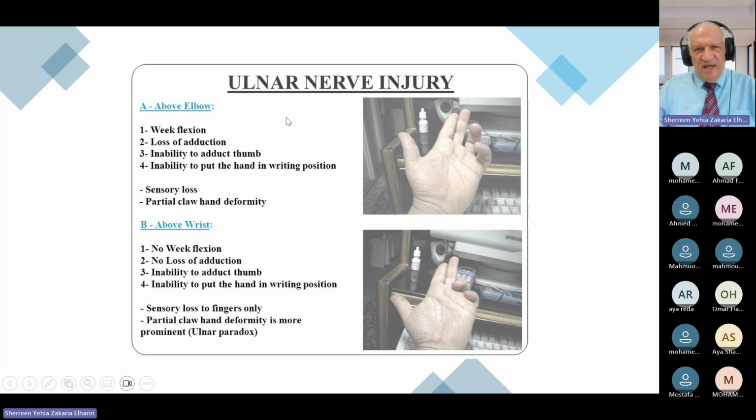What is important is the ulnar paradox in ulnar nerve injury, claw hand. It becomes worse if it is affected at the wrist, not at the elbow. At the wrist, the claw hand is more severe, which is partial claw hand. At the elbow, you can have weakness and loss of adduction, inability to adduct the thumb. So ulnar nerve injury is very important.